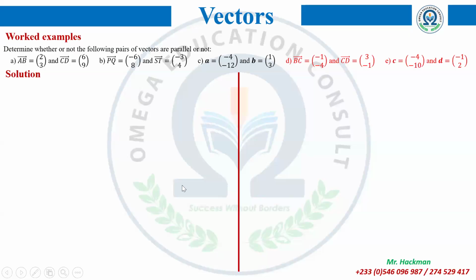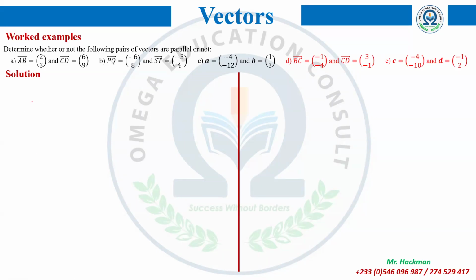It seems I'm a little behind schedule. All right, so let's look at the following worked example. Determine whether or not the following pairs of vectors are parallel. I think "or not" shouldn't have been here. It should be: determine whether the following vectors are parallel or not. So I will do the editing later.